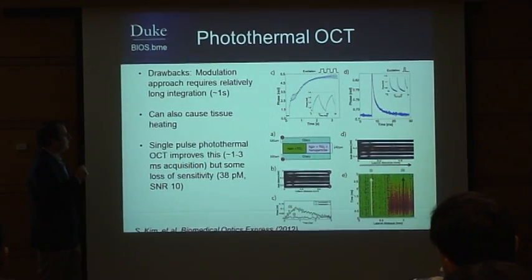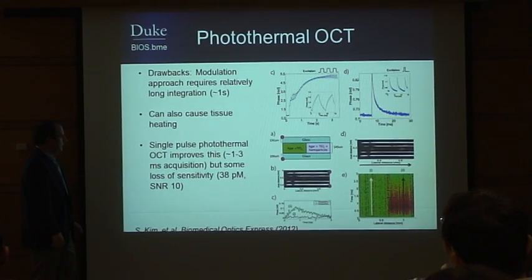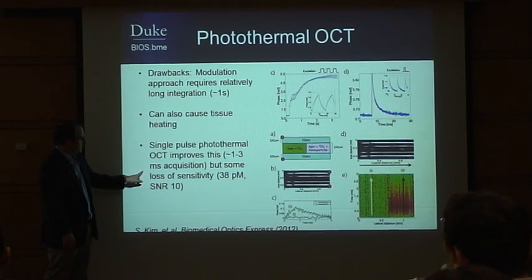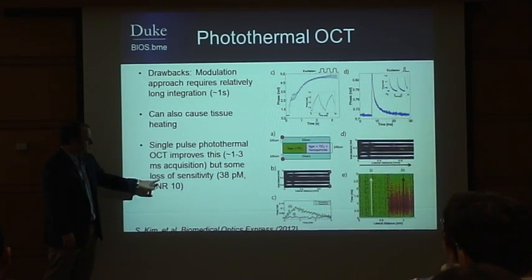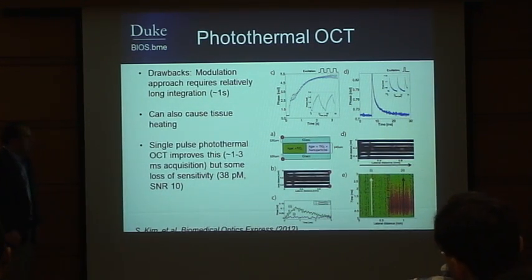So we came up with this idea of doing single pulse excitation. We would hit it with one pulse and then look at how the phase would rise and fall for each of those. It improved this down. We were able to get down to 1 to 3 millisecond acquisition, but it was tough to keep the same sensitivity. So we got down to about 38 picomolar at an SNR of 10. It was a way to improve it, but perhaps did not get us the sensitivity that we were looking for. This was done in my lab in 2012.